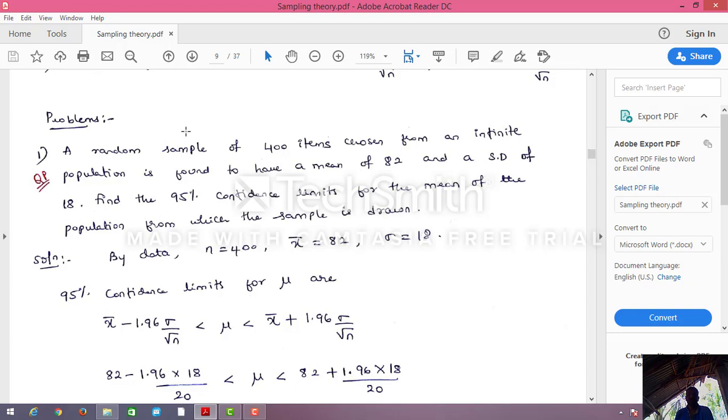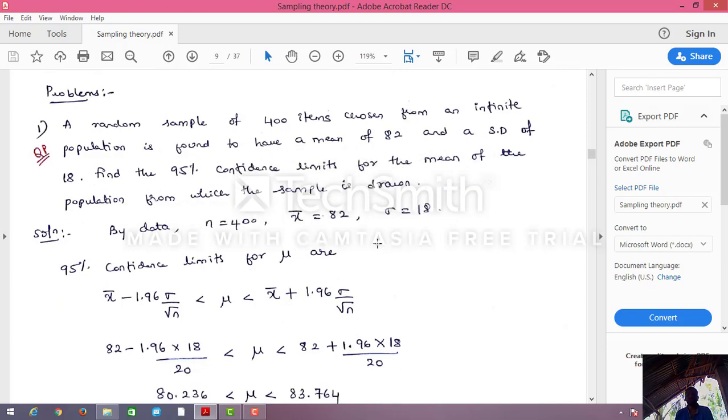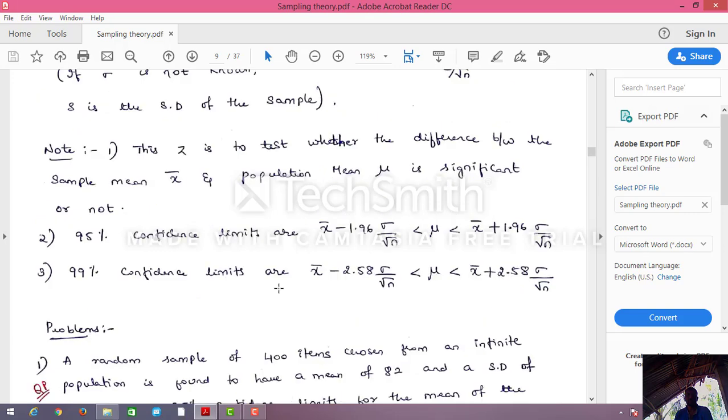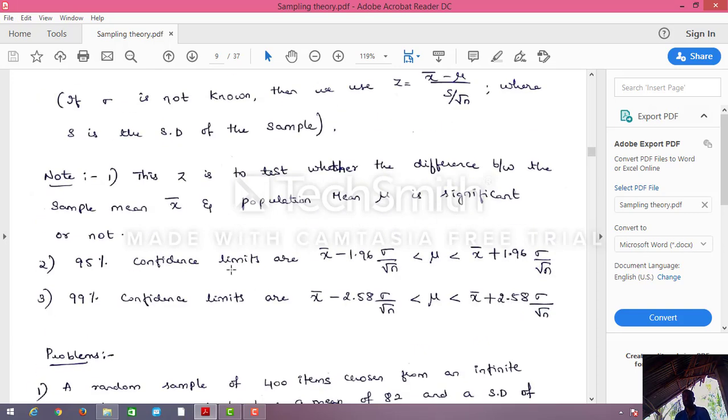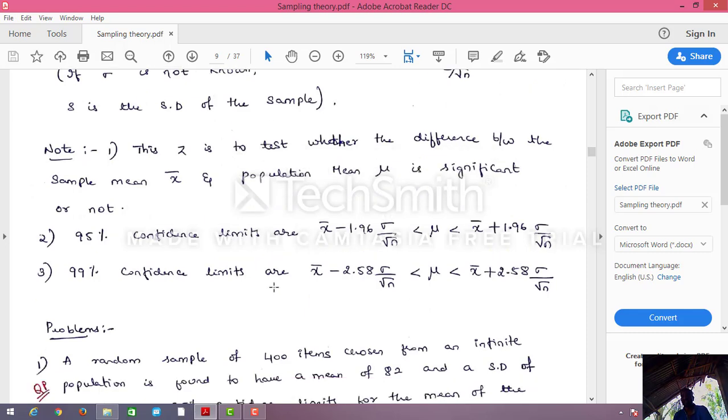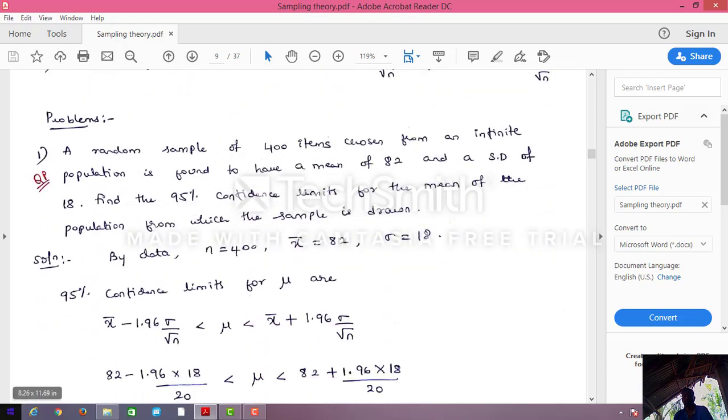Now we know that n equals 400 items. What is x bar? X bar is nothing but the mean, which is 82. And the standard deviation is sigma equal to 18 here. Now, what are the 95% confidence limits of mu? Already I told you: x bar minus 1.96 into sigma divided by root n less than mu less than x bar plus 1.96 into sigma divided by root n. So I have just written that formula.